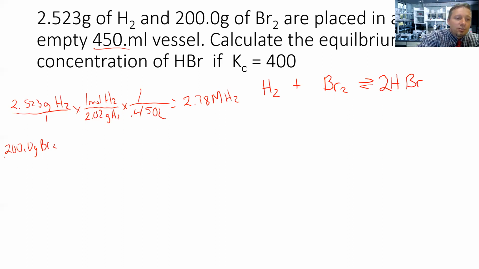So now the Br2 here. Let me do the same thing and go to moles here. So 1 mole of Br2. And I don't know what the molar mass is, so I'm going to have to get my periodic table out real quick. And I have 79.90. I get 159.8, 159.80 grams. And once again, this is in the same size container, 0.450 liters.